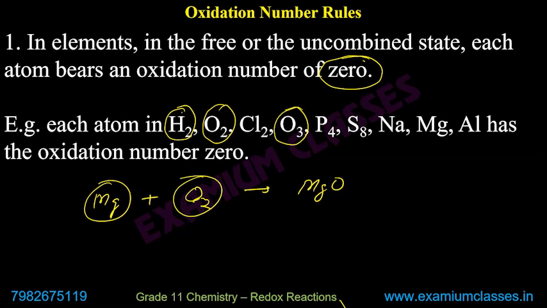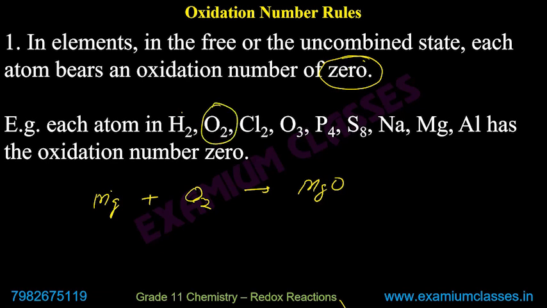Okay. Magnesium is not in ionic form. Oxygen is not in ionic form. If you ask how you will find pure magnesium, it will be just Mg. Pure oxygen will be just O2. I had already written it in the examples. That's why I asked. You could have seen it from here.